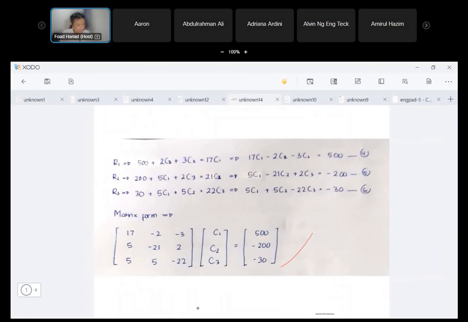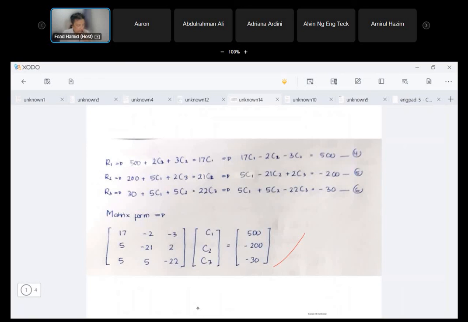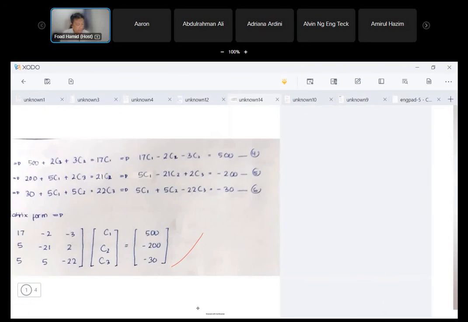Okay, now this is very interesting. So this is correct. This is the setting up of the equation. Once you get this equation, you can use Gaussian elimination, Gauss-Jordan, Gauss-Seidel, or Jacobi to solve for the unknowns, C1, C2, and C3.